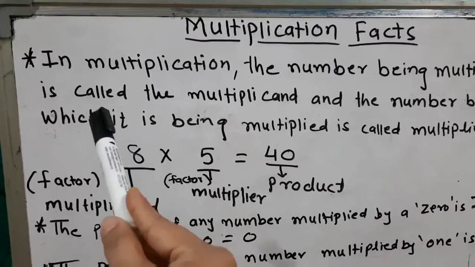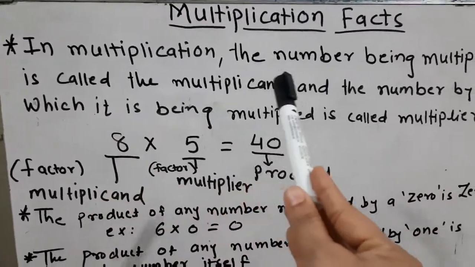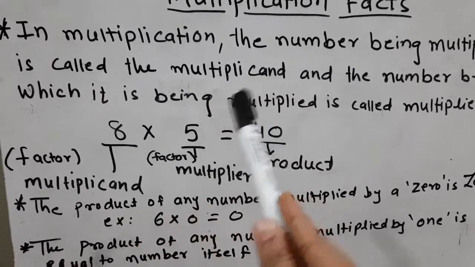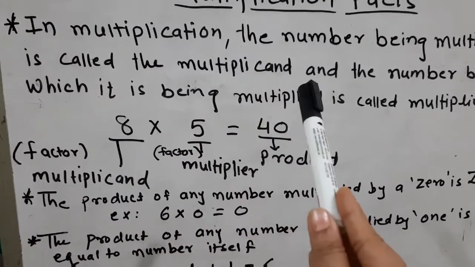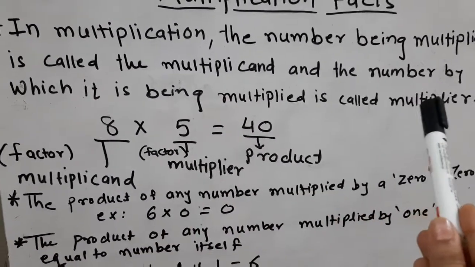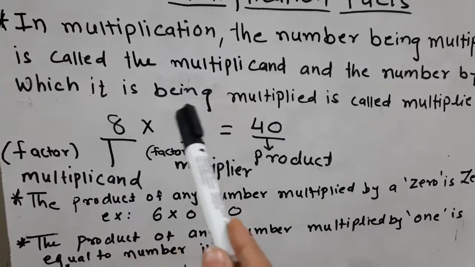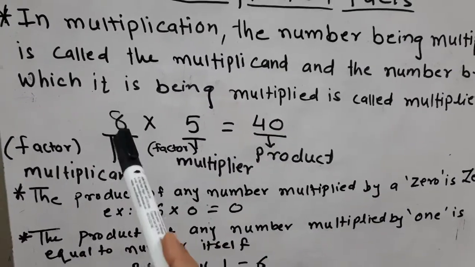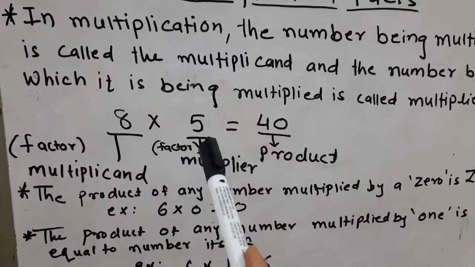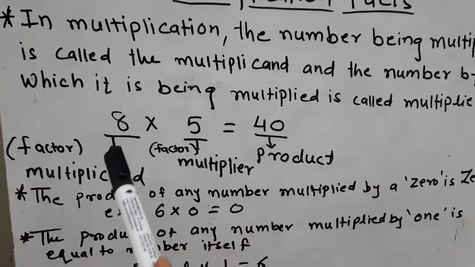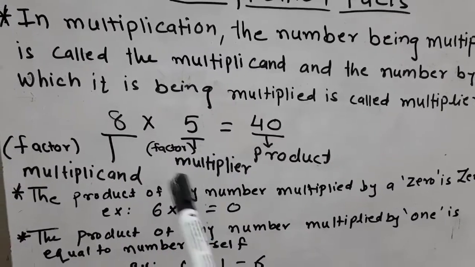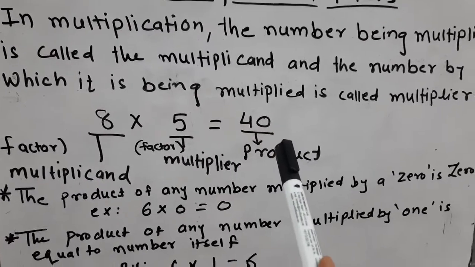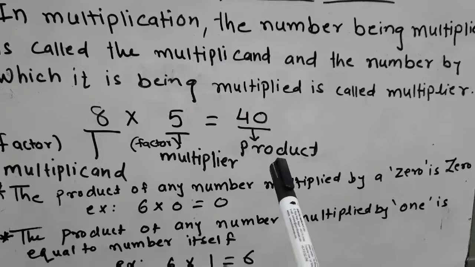Multiplication facts. In multiplication, the number being multiplied is called the multiplicand. This is the multiplicand. And the number by which it is being multiplied is called the multiplier. This is the multiplier. We are multiplying 8 by 5. That's why 8 is the multiplicand and 5 is the multiplier, or we can say factor to both of them. And the answer we are getting is called the product.